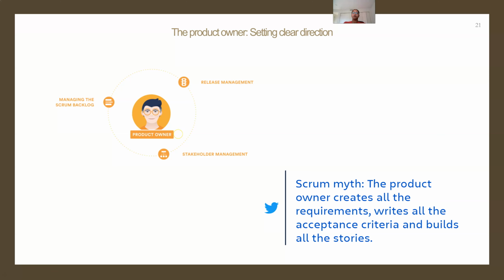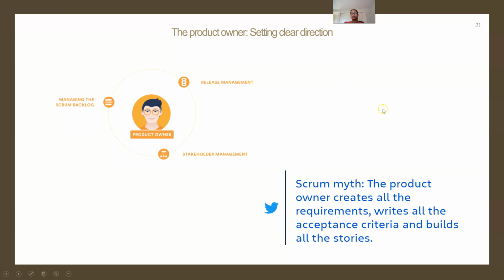Again, there is a small myth which says that the product owner creates all the requirements, writes all the acceptance criteria, and builds all the stories. It is definitely not true. The responsibilities are shared by product owner and the Scrum Master, and the product owner also takes input from the development team for designing a couple of, not everything maybe, but a couple of features.